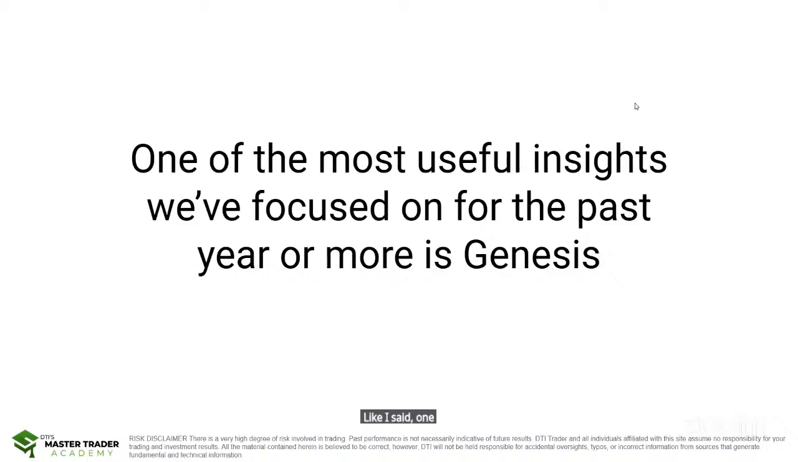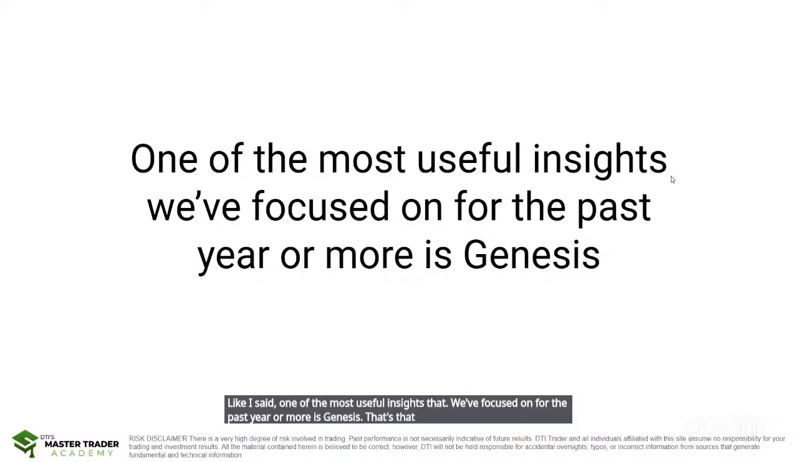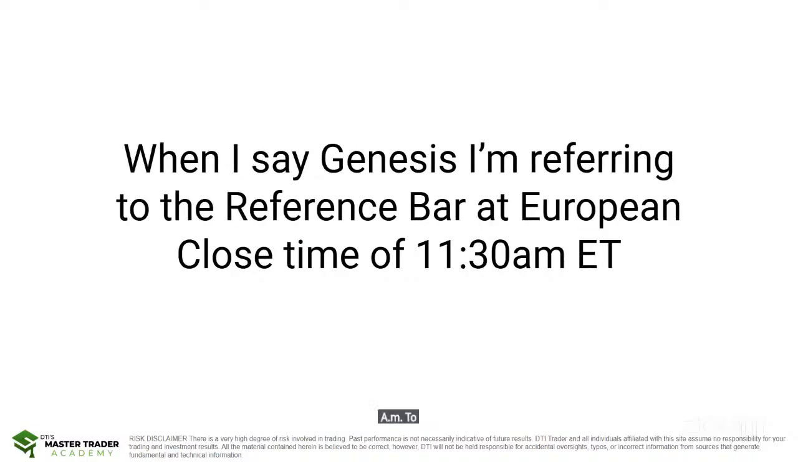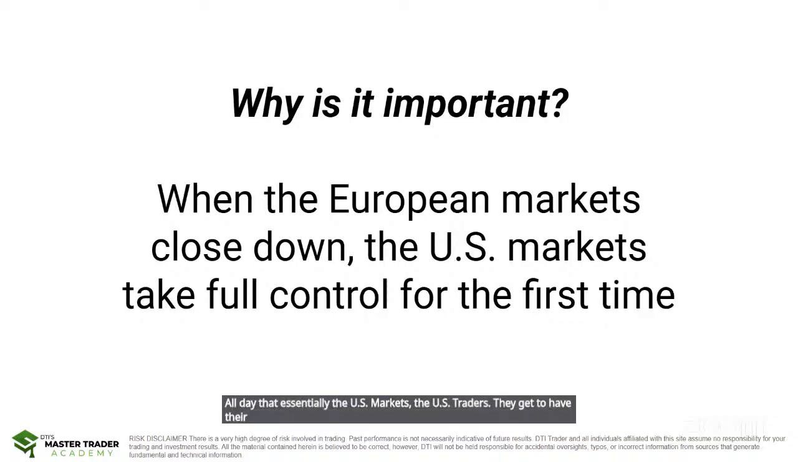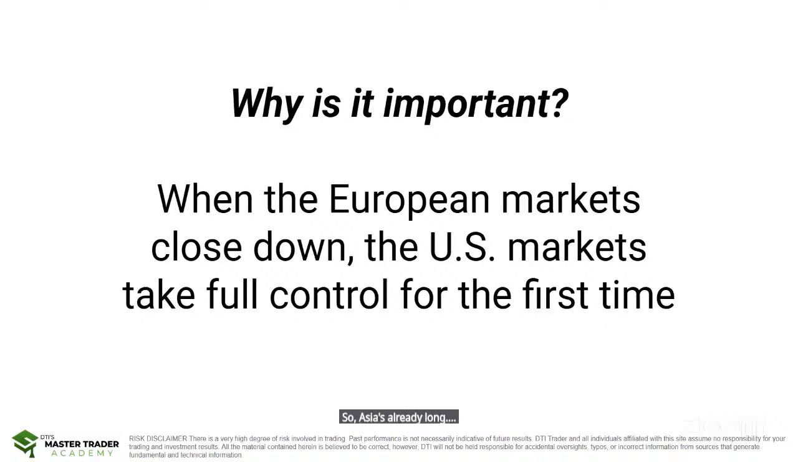Like I said, one of the most useful insights that we focused on for the past year or more is Genesis. That's that RBY from 11:30 a.m. to 12 p.m. Eastern time. So all the reference bars are 30 minutes. That's when that one occurs. The significance of it is the European markets close down at 11:30. When the European markets close down at 11:30, it's the very first time all day that essentially the US traders get to have their say in where they want to push and pull the market, with no outside influence. So Asia's already long closed, Europe just closed down, and now the US traders can say this is where we really want to move the markets.